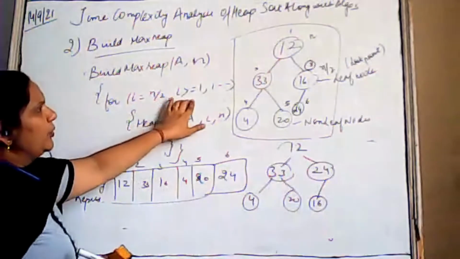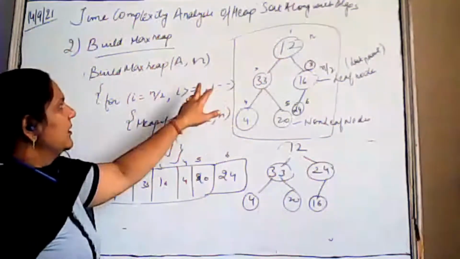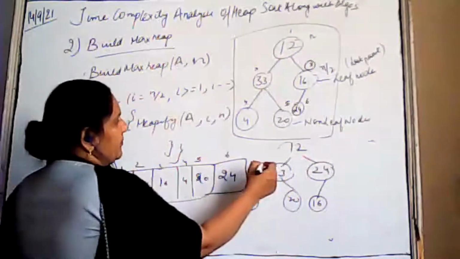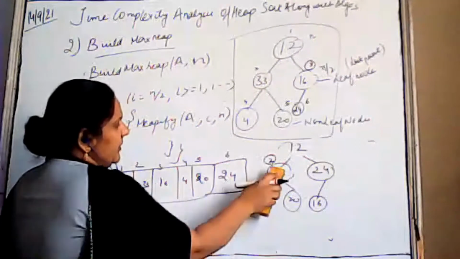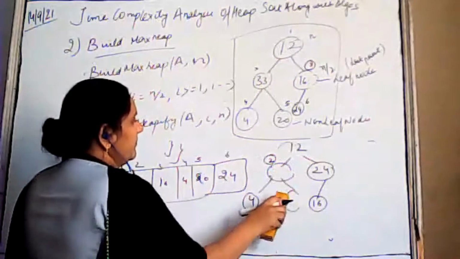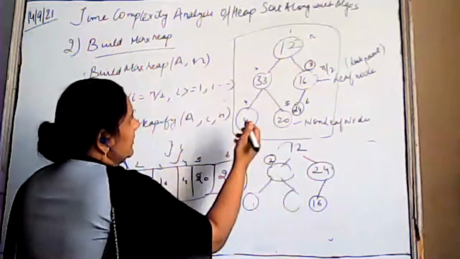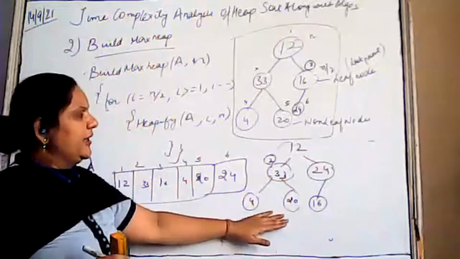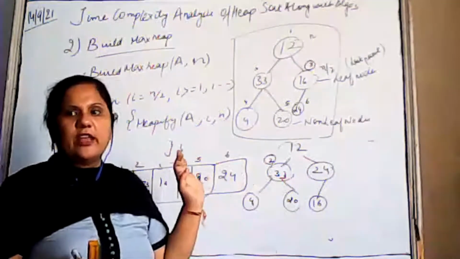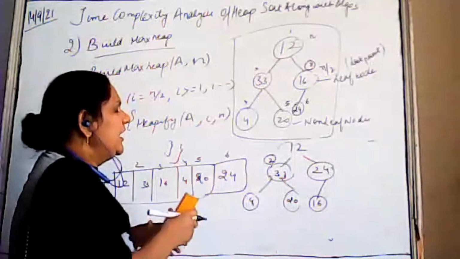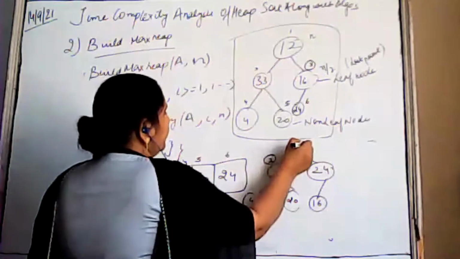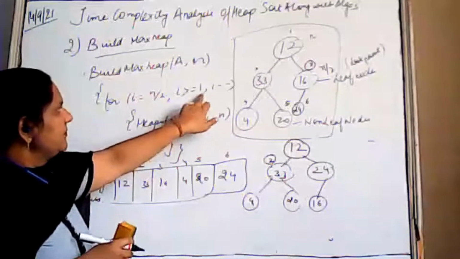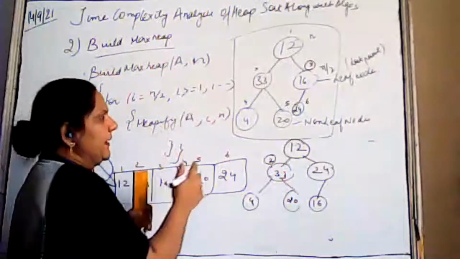Now is i greater than or equal to 1? Yes, because 3 is greater than or equal to 1. i minus minus. So now go to node number 2 and heapify it. Now what will happen? 33, 4 and 20. We see that 4 and 20 are smaller than 33, so this is already heapified. So we will not do any heapification on it. Then go to the parent node.